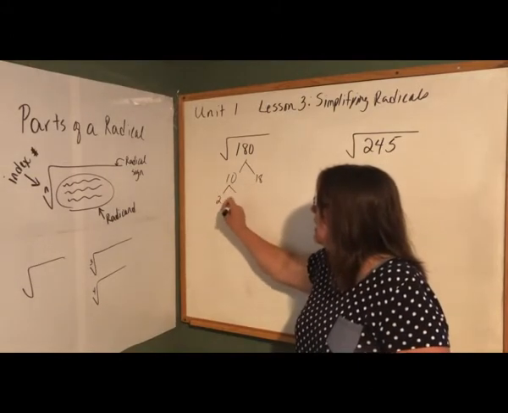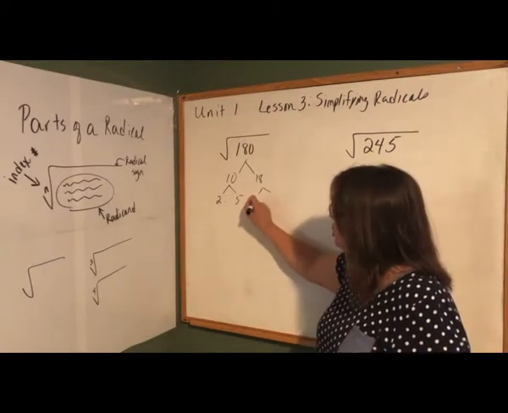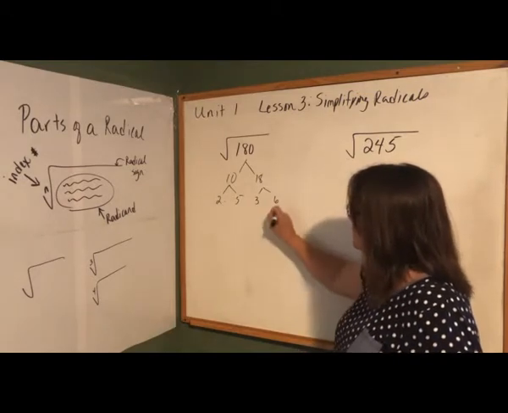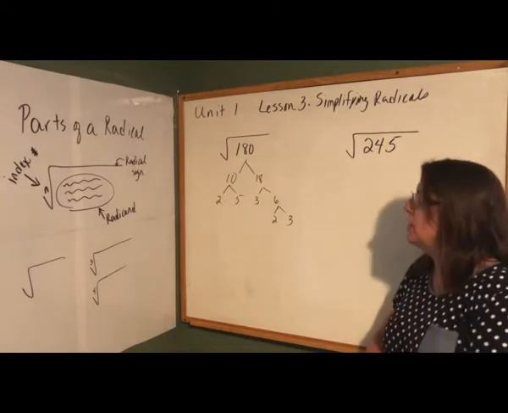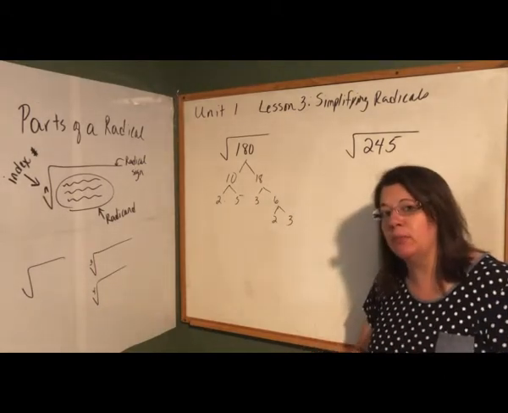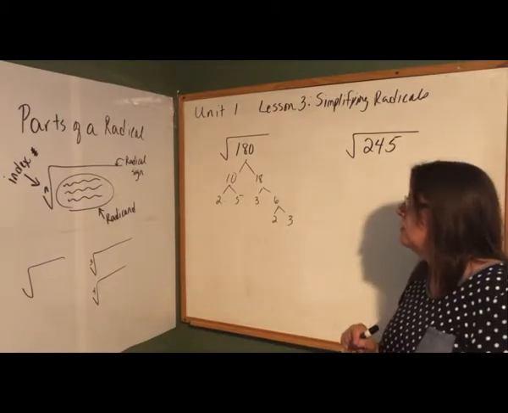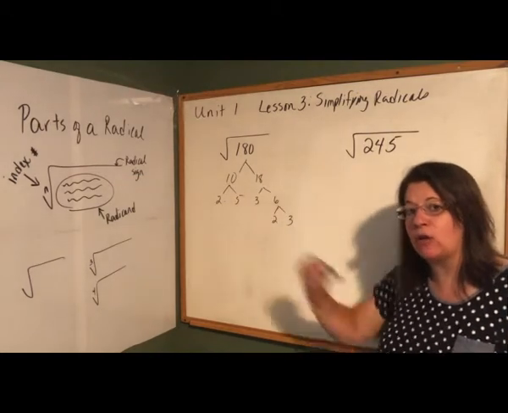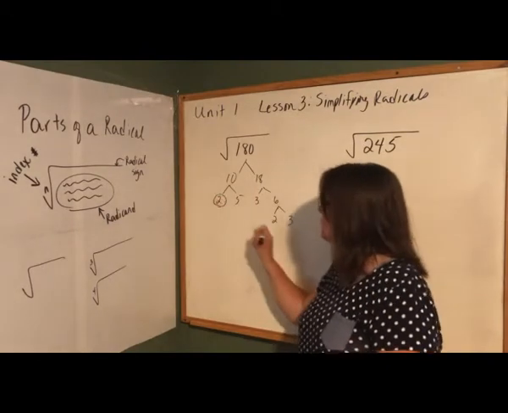10 breaks down to 2 and 5. 18 will break down into, I could use 3 and 6. I could use 2 and 9. And then 6 goes further into 2 and 3. Okay? So what I'm going to do is break that number down until I get doubles. Okay? In order to simplify this radical, anything that shows up twice, I can bring outside of the radical 1 time. Okay, so if I look at this, 2 shows up twice.